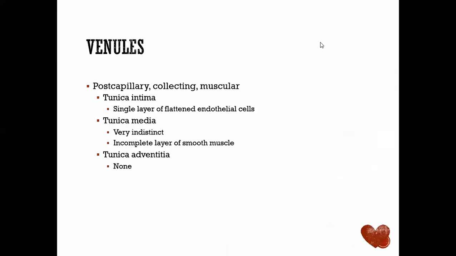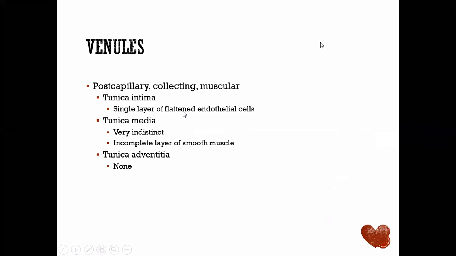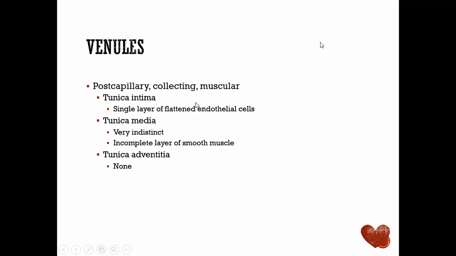Postcapillary venules, or collecting venules, are the muscular venules. Tunica intima: a single layer of flattened endothelial cells. When they are flat, they are also described as squamous. Tunica media is very indistinct, you cannot easily see it, and there is an incomplete layer of smooth muscle. The tunica adventitia is not present in your venules.